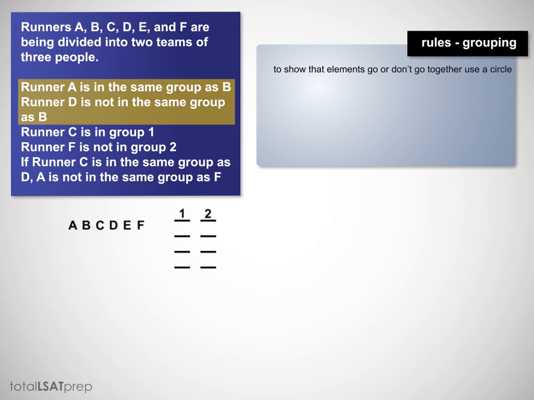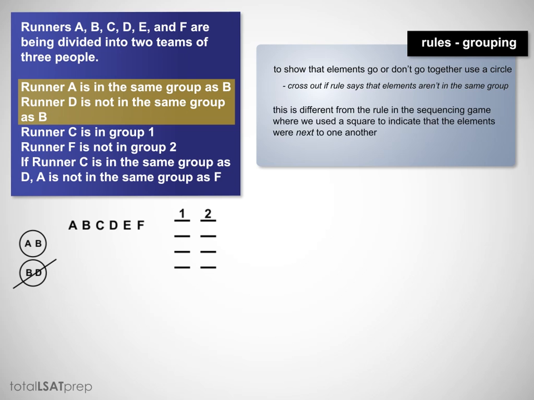And in order to show that elements go or don't go together, use a circle and cross out if the rule says the elements aren't in the same group. So here we'll use a circle, and we need to keep in mind that this is different from the rule for the sequencing games, where we use the square to indicate that the elements were next to one another. Here we're using a circle to show that the elements are together. And this is just a system that we've developed and that works well. You can of course use anything that makes sense for you as long as you're consistent.